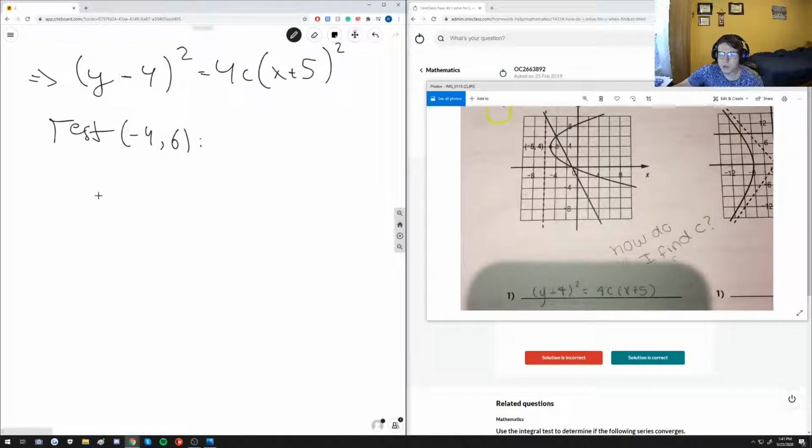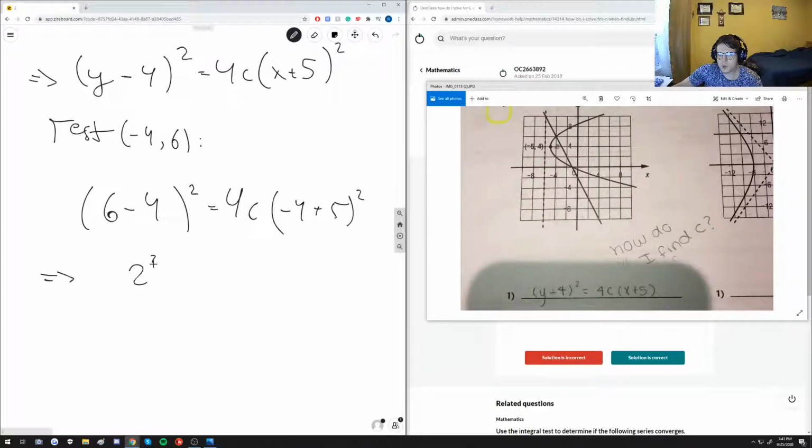And by doing so, we're going to plug in 6 for our y. So we're going to have 6 minus 4 squared. 4c, we don't know c, that's what we're looking for. And then we're going to have x plus 5 squared. X in this case is minus 4, so minus 4 plus 5 squared. And we're going to get 2 squared is equal to 4c times 1 squared. And then 2 squared is 4, 1 squared is 1, is equal to 4c. And we're going to get that c is equal to 1 ultimately.